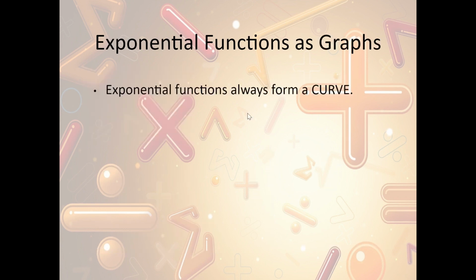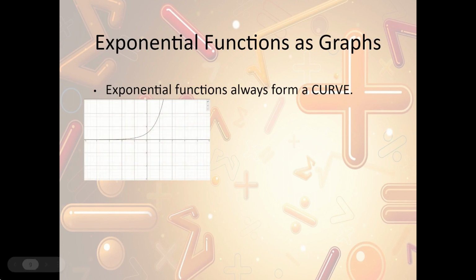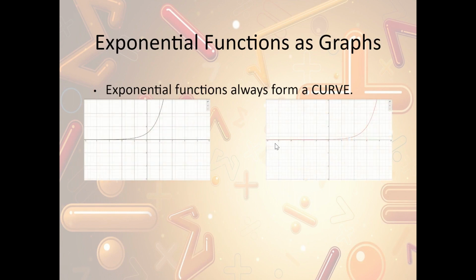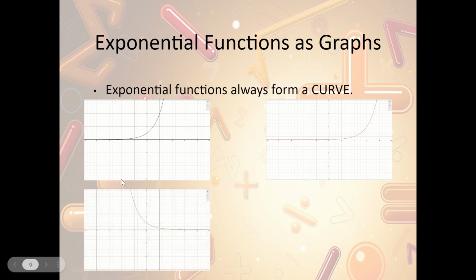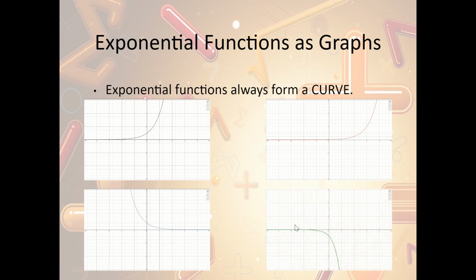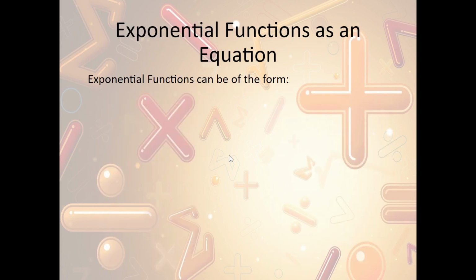Now, what do exponential functions look like as graphs? They always form a curve, a single curve. So, for instance, this is an exponential function. This, even if I shift it over, it's still considered an exponential function. If I have it go downward, that's an exponential function. And if I have it go below the x-axis, still an exponential function. All of these are examples of exponential functions. Now, exponential functions are of the form y equals a to the x times b.